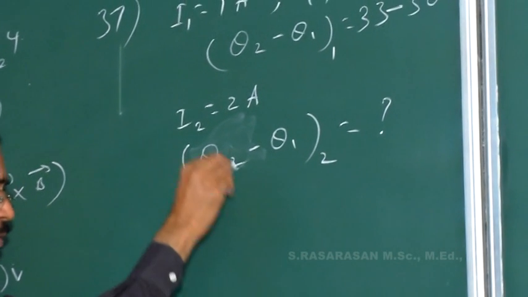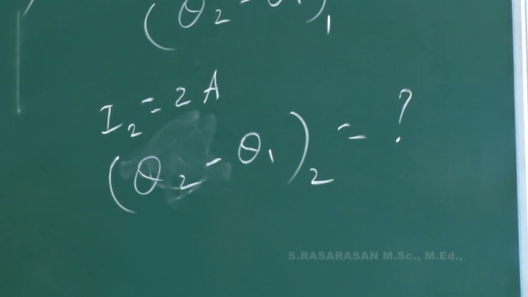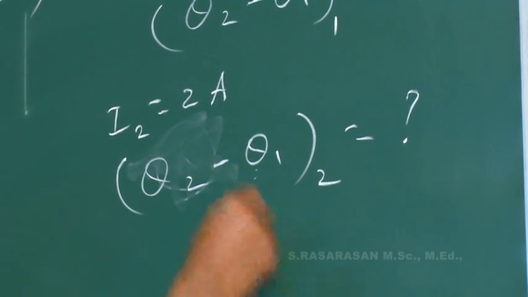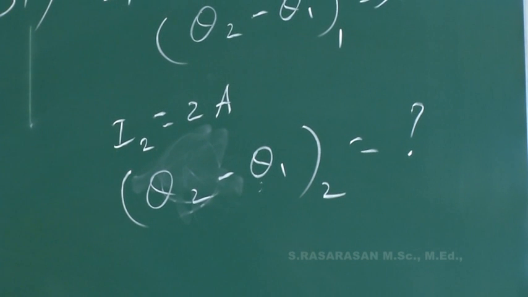This is from 30 degrees Celsius to, they are asking the final temperature. At the end let us substitute the value. Theta 1 is given, they are asking theta 2.